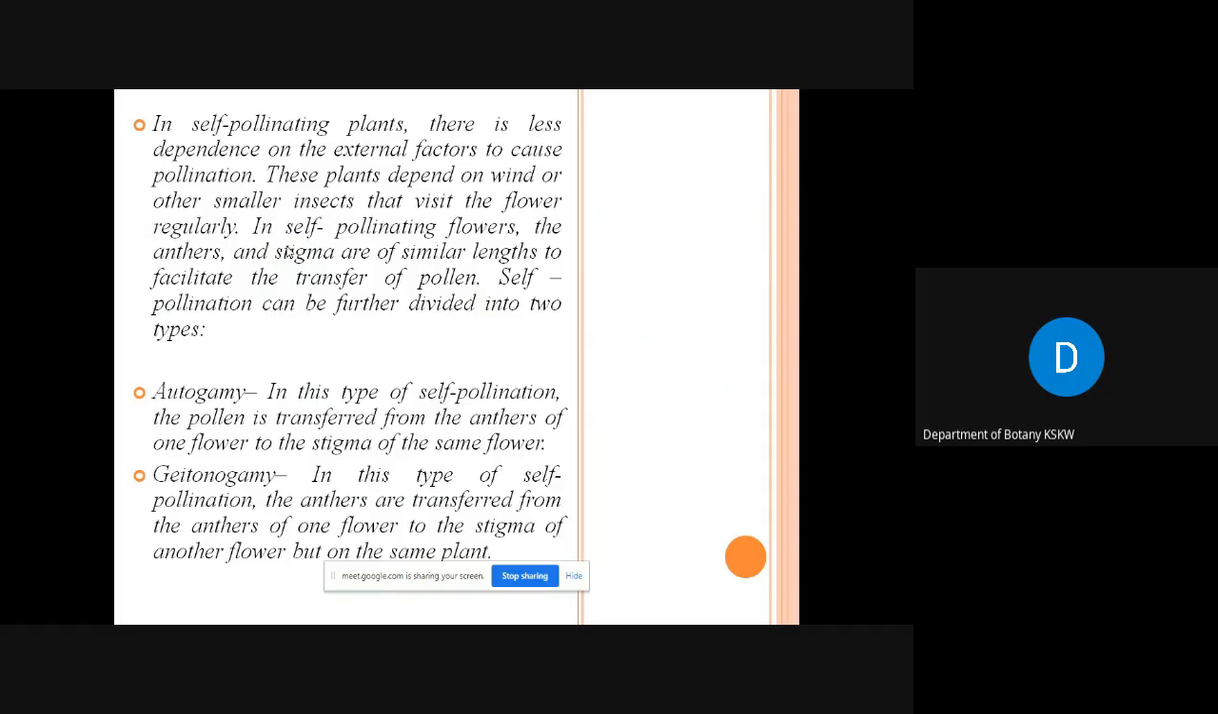In autogamy, the pollen is transferred from the anthers of one flower to the stigma of the same flower, whereas in geitonogamy, the pollen is transferred from the anther of one flower to the stigma of another flower, but on the same plant.